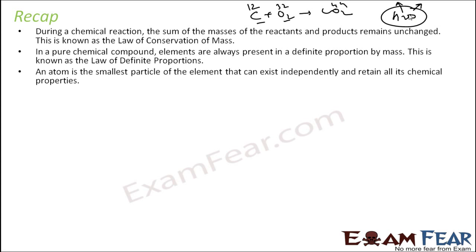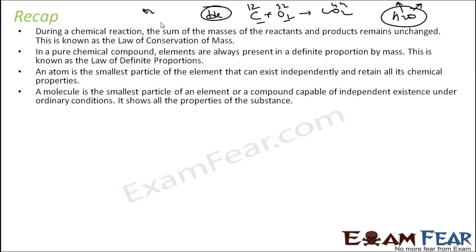An atom is the smallest particle of an element that exists independently and retains all its chemical properties. Very few exist that way, but mostly it is in the form of a molecule. For example, you will see the oxygen molecule. But in some cases an atom also exists independently, for example helium. A molecule is the smallest particle of an element that is capable of existing independently under all conditions, and it shows all the chemical properties.